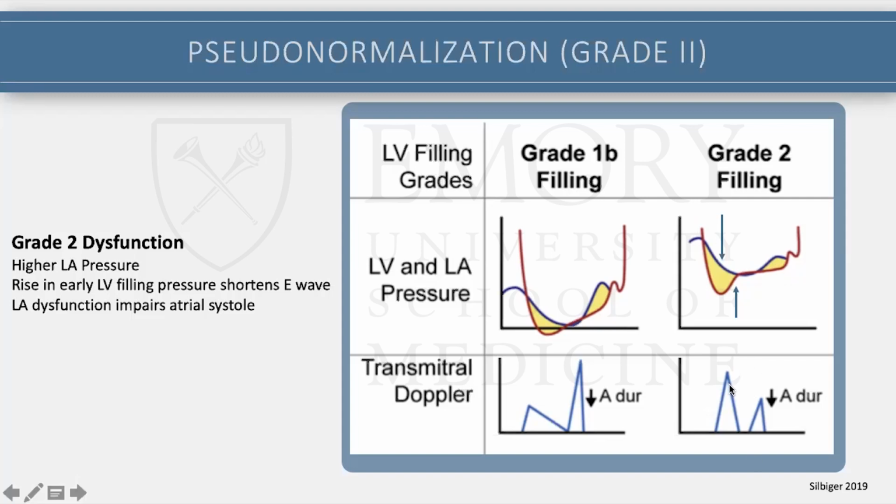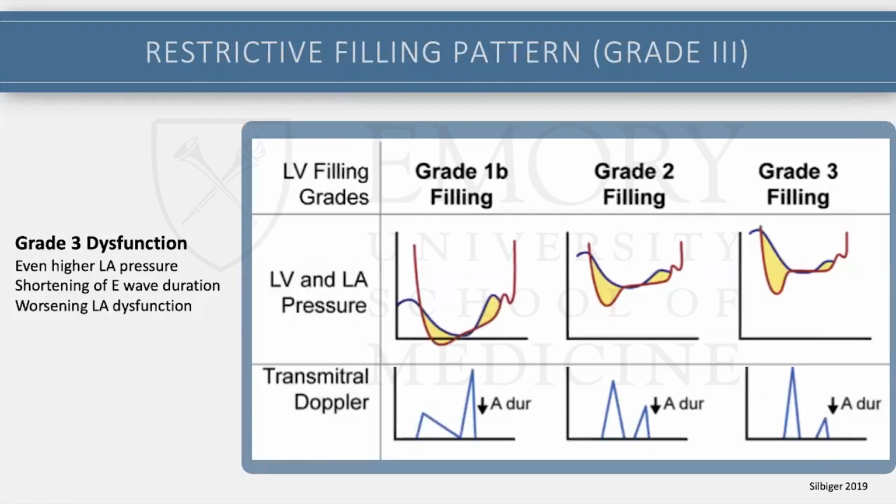So this is, you know, this pseudo normalization. The pattern looks similar to normal diastolic flow, but is a disease state and looks similar just for completely different reasons.